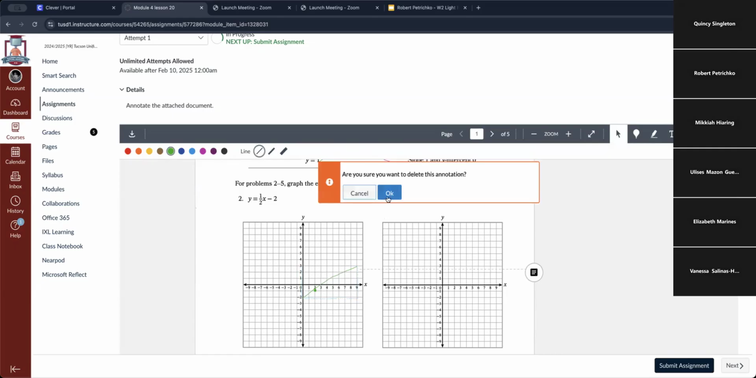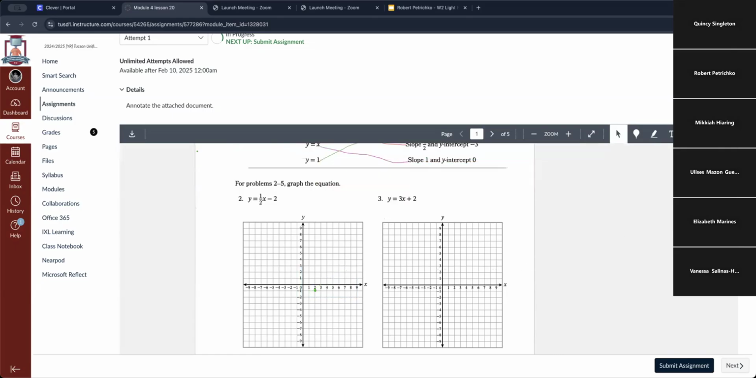I don't know how to, here, I'm going to take a screenshot of it and put it in the chat. Okay. So I don't think I'm explaining it very well.